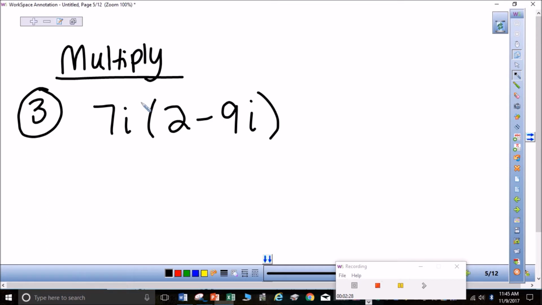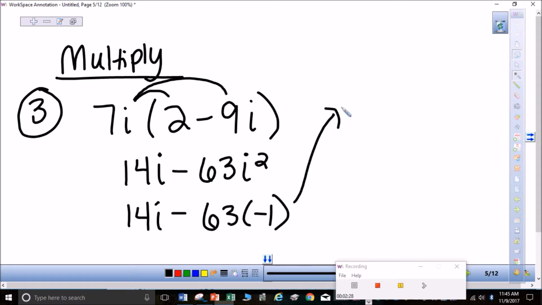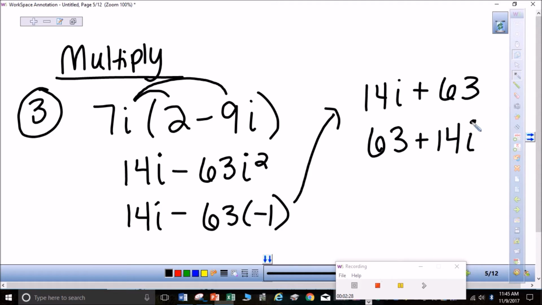Okay, so now we're going to multiply. We can start by distributing the 7i to the inside of the parentheses. 7i times 2 is just 14i. 7i times -9i is -63. i times i is i squared. So here's where we're going to simplify. The i squared is really equal to -1. So we can write that as 14i + 63, but then switch the order so that it's actually in standard form, in the form of a + bi.